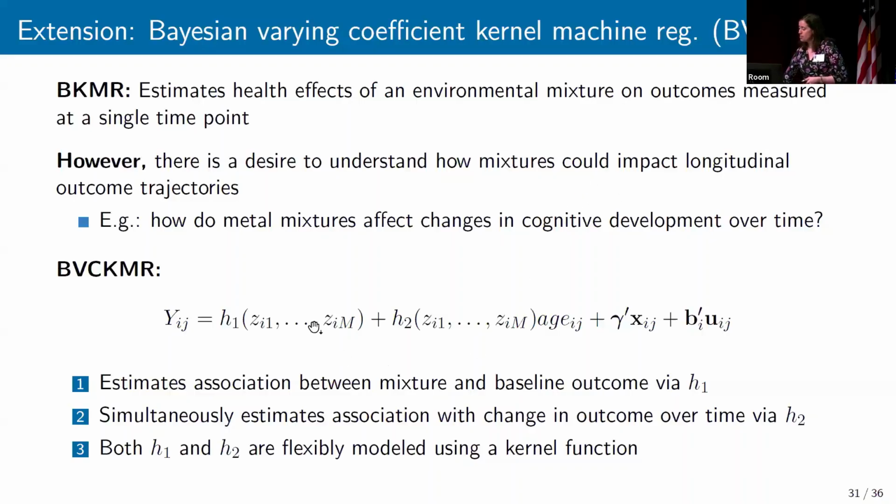And so rather than having just a single kernel function here, we have 2 kernel functions here. This H1 is the cross-sectional association between the mixture and the baseline outcome. And H2 is the association with the change in outcome over time. So you can see that it's a varying coefficient on age, because as children age, the effect could be different on their cognitive trajectories. And both of these are flexibly modeled with a kernel function.